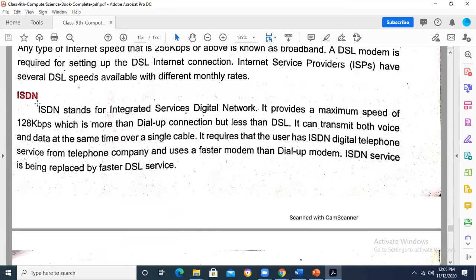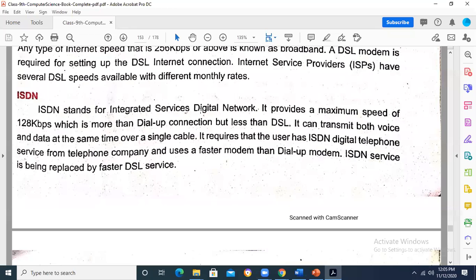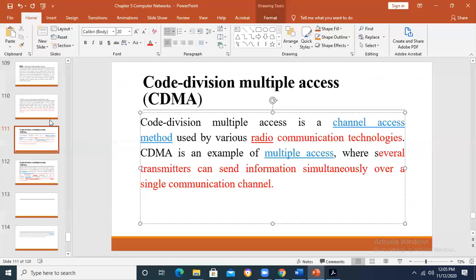Another option is ISDN. We have discussed it. ISDN stands for, and for each term you need to write down what it stands for first if it is not written, Integrated Services Digital Network. It provides a maximum speed of 120 kbps, which is more than a dial-up connection but less than DSL. Keep in mind, ISDN is less than DSL, and we had discussed it over here.